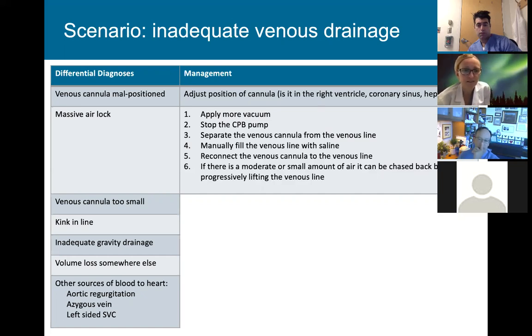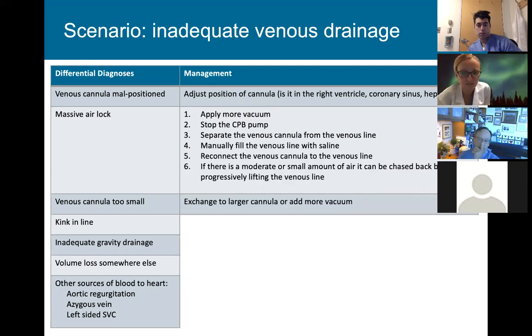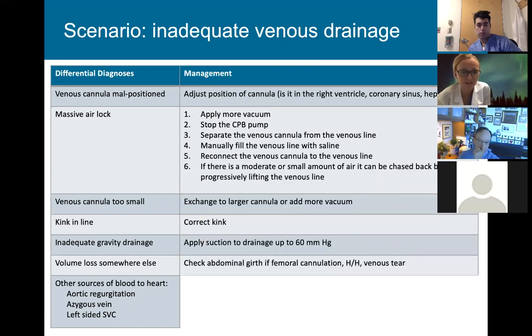If the venous cannula is too small, just exchange it or add more vacuum. If there's a kink, you can correct that. If there's inadequate gravity drainage, our perfusion team says that they'll apply up to 60 millimeters of mercury suction to the drainage cannula to see if we can get more out. In terms of volume somewhere else, think about if you're doing femoral cannulation, are you losing volume in your abdomen, for example? Check abdominal girth, get an H&H, and then think about venous tears.